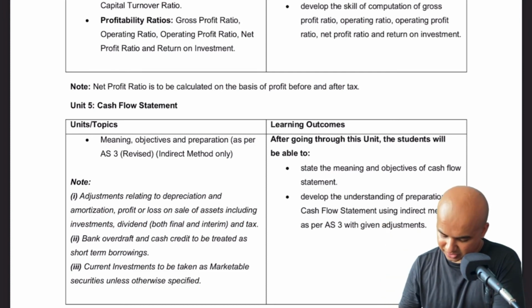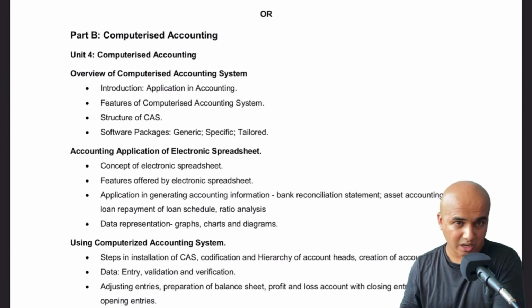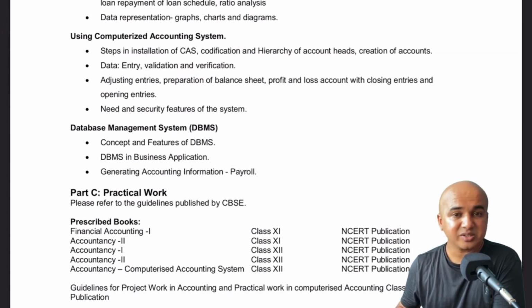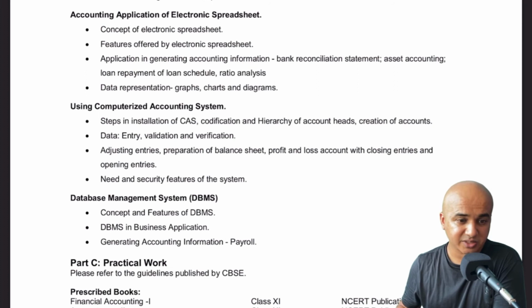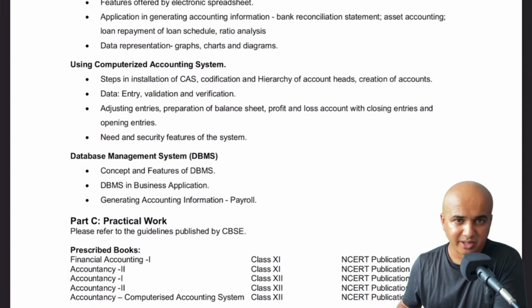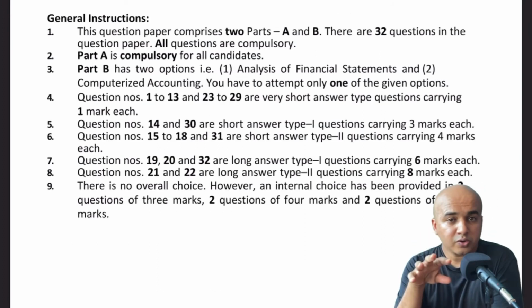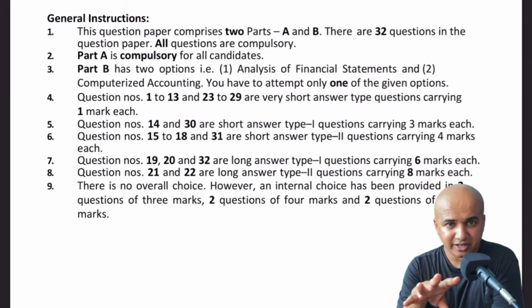The rest of the syllabus is with respect to computerized accounting. It's again an internal choice, as I already told. Then practical work will also be there, as per the prescription of CBSE, that is Central Board of Secondary Education. Now which one should you choose, computerized accounting or just part B? I would choose part B, because it's much easier for me to get more marks. That's what I feel. Now we'll look into the sample question paper released by the CBSE board for the academic year 2021.